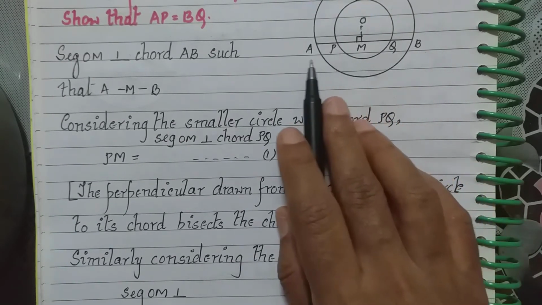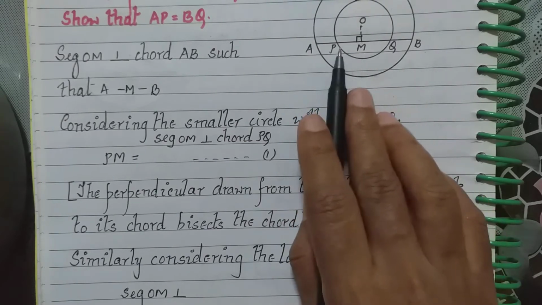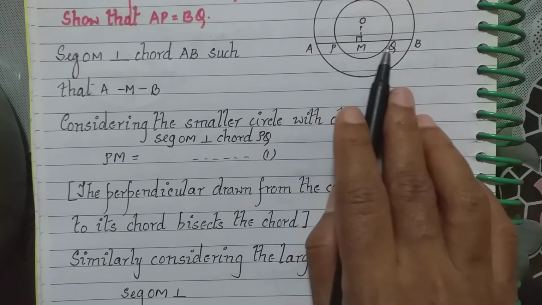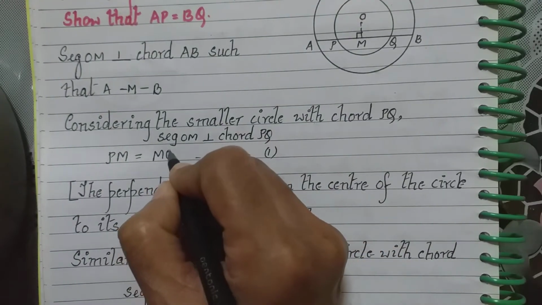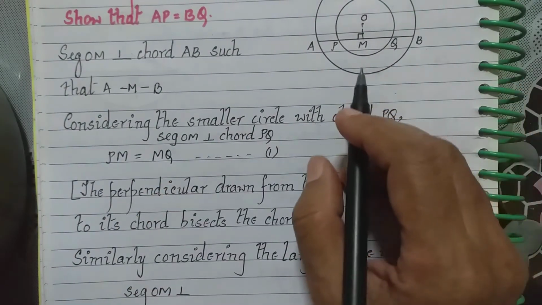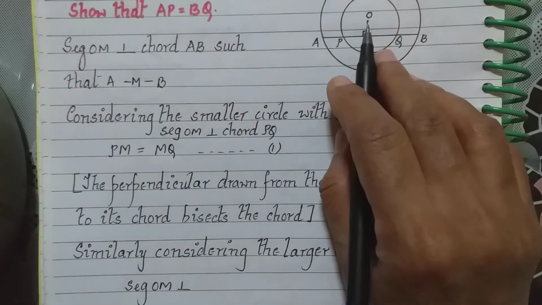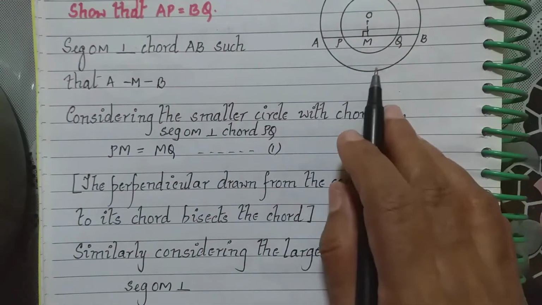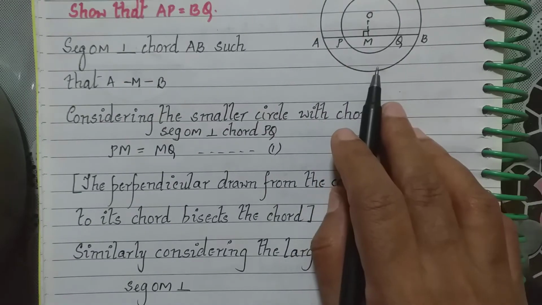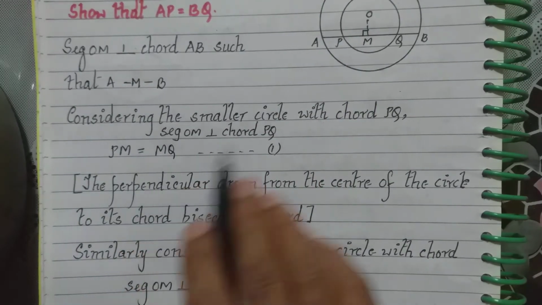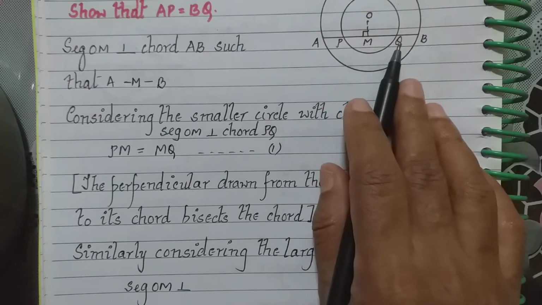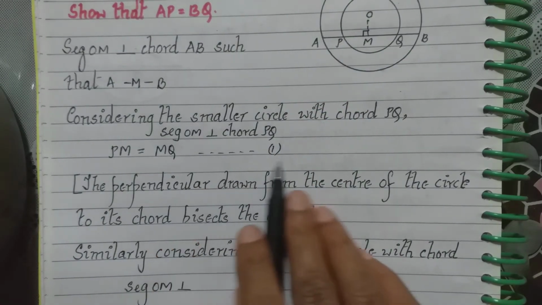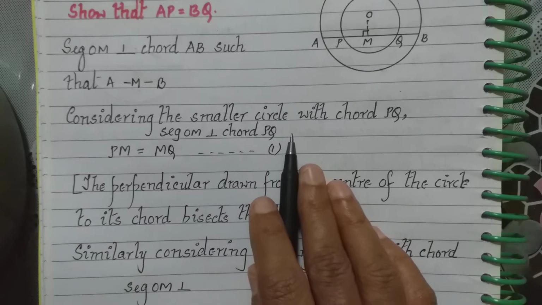Now, what will be PM here? PM will be equal to MQ. Now, how did we get PM equal to MQ? We are using the theorem: the perpendicular drawn from the center of the circle to the chord bisects the chord. So, we write PM, that is one part of the chord, is equal to the second part of the chord, that is MQ, and number this as 1.